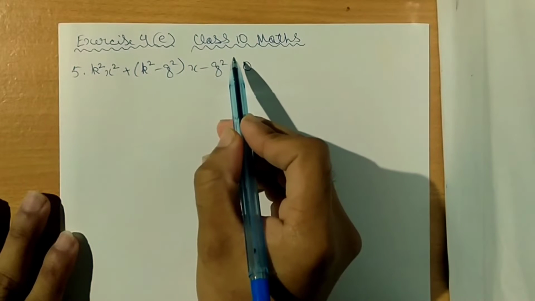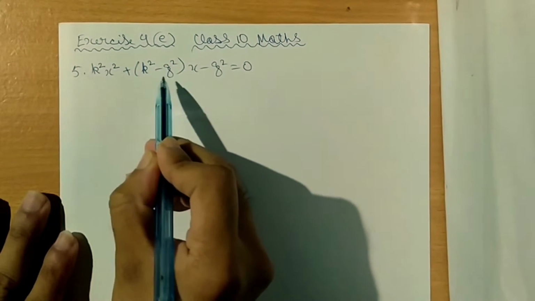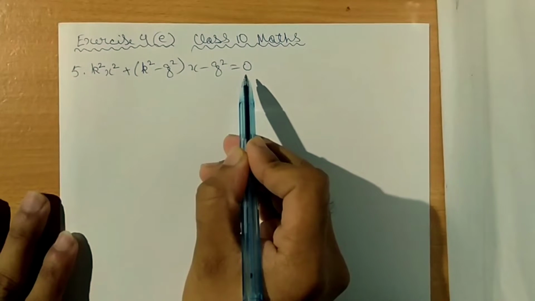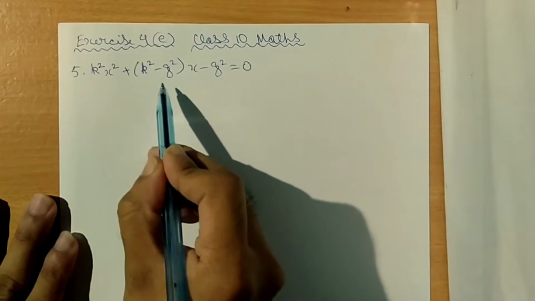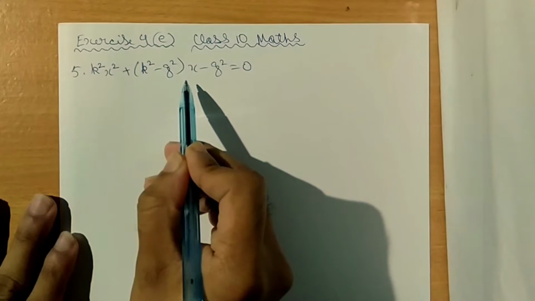Exercise 4E, class 10 maths. Question number 5: k squared x squared plus (k squared minus q squared) x minus q squared is equal to 0. Find the real roots, and check whether the roots are real.